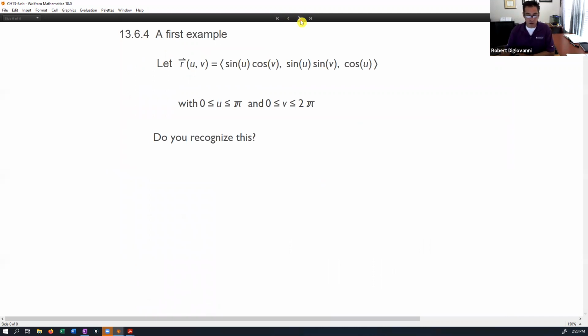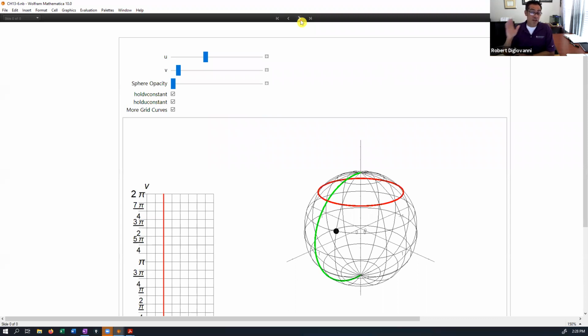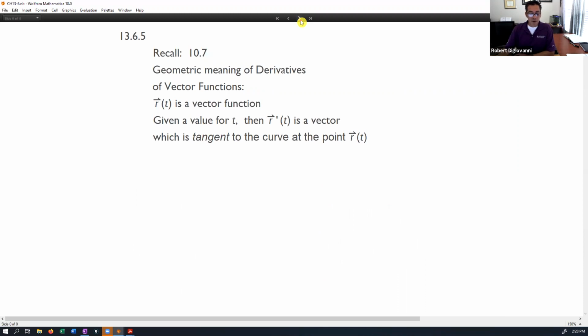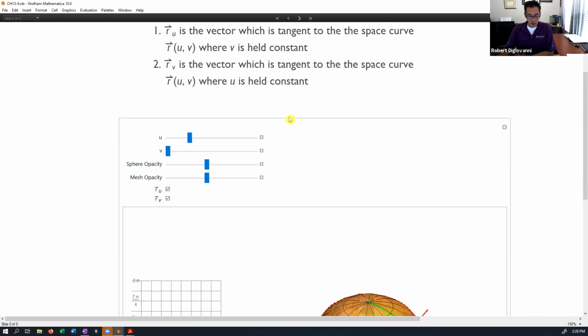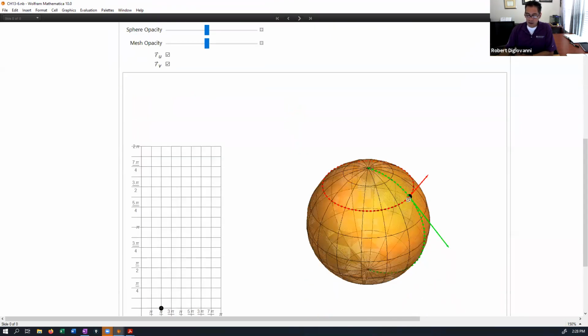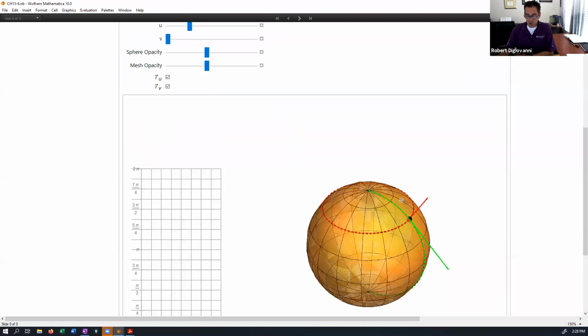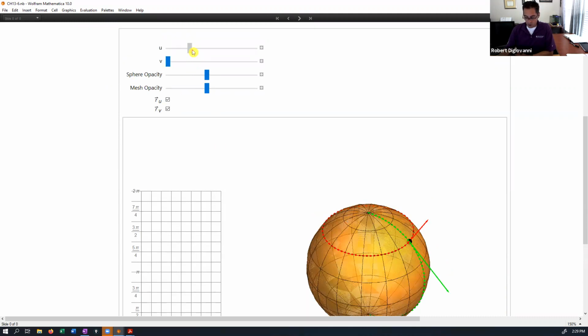Now that we have established that we can draw surfaces with vector functions, we want to remember back when we were doing this in 10.7 that when you were given a vector function, we could take the derivative of it, and it gave us a vector that was tangent to our curve at any point. Well, here's a picture of that. Now what we have is a vector function that draws a surface. And so if we fix one of the variables, hold it, then we'll be drawing one of the curves.